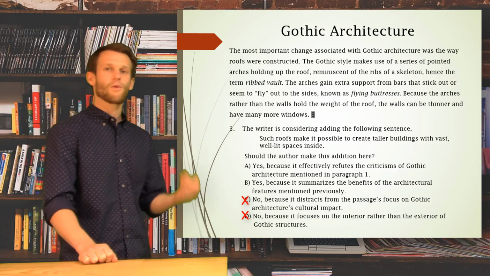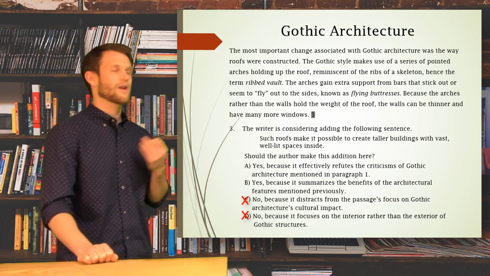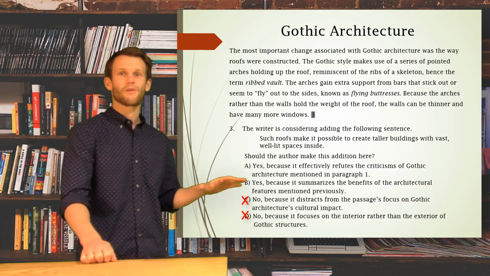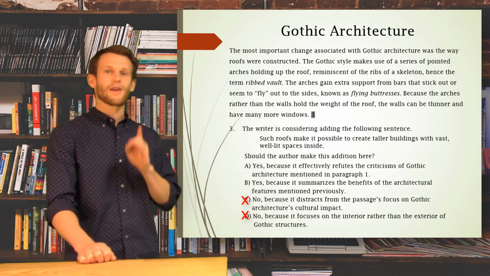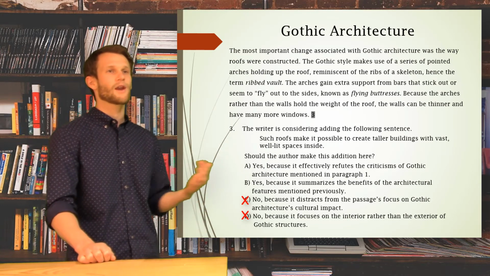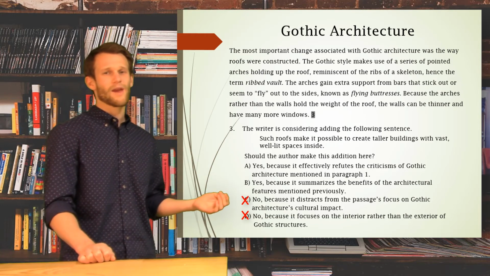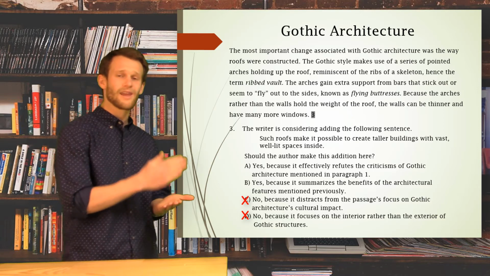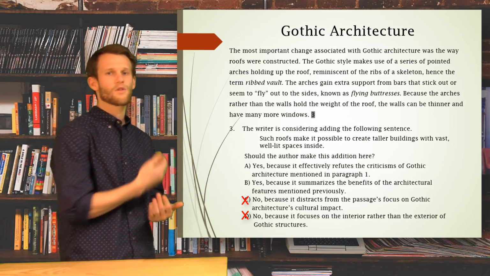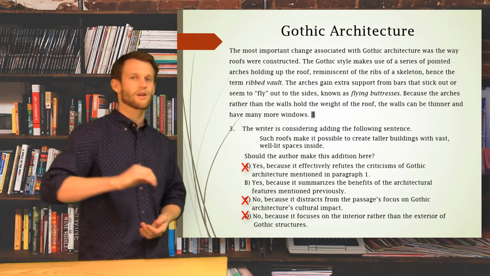So we know the answer is yes, we want to add the sentence. The question is why. Now, when we look at A, it says because it effectively refutes the criticisms, and we can stop there. We don't even need to read the rest, because we have to ask, is that addressing any criticism? Well, no. The critics in paragraph 1 were saying that it was a barbaric style. And of course, taller buildings with well-lit spaces doesn't sound barbaric, but there's no direct link between the criticisms in paragraph 1 and this sentence in paragraph 2. So A is creating a false link. We can get rid of it. And again, process of elimination is giving us B.